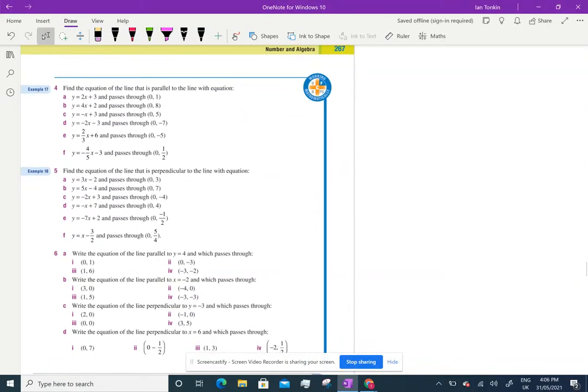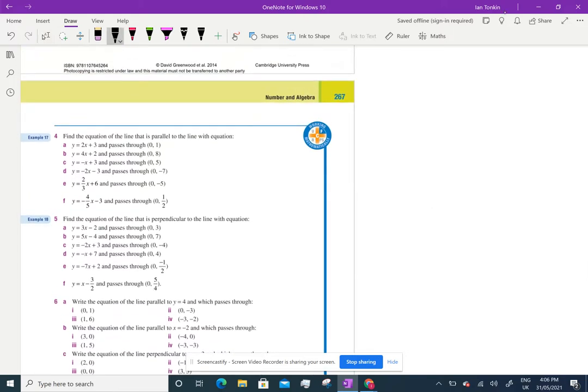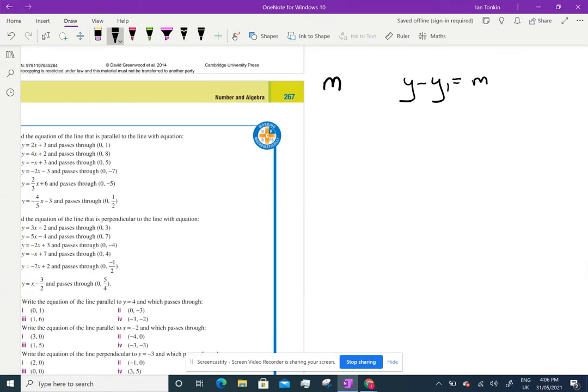And we're going to jump straight into question 4. I'm not going to do all of them, I'm only going to do a couple. So what we need to establish, we're going to be using the gradient, and we're going to be using this formula, y minus y1 equals m outside of x minus x1, which is the point-gradient formula. And as long as we've got a gradient and a point, an x value and a y value, we can just sub them in and we can write the equation of the line.